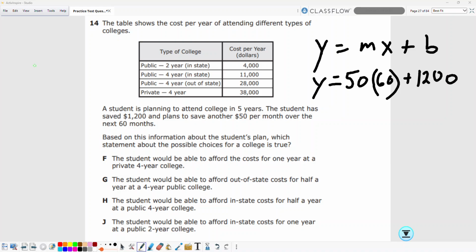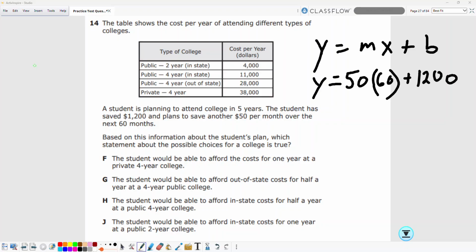Number 14. The table shows the cost per year of attending different types of colleges. A student is planning to attend college in 5 years. The student has saved $1,200 and plans to save another $50 per month over the next 60 months. How much will a student have?